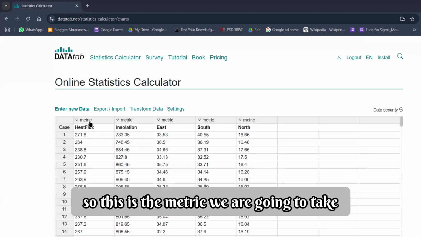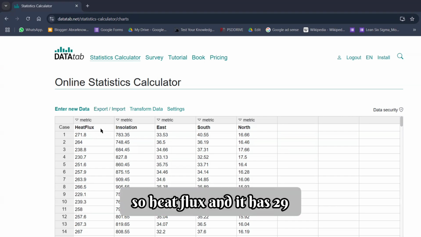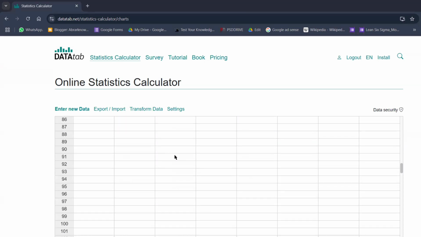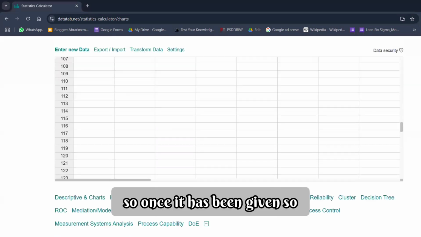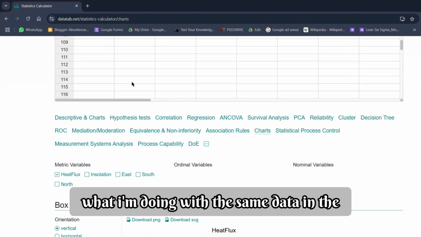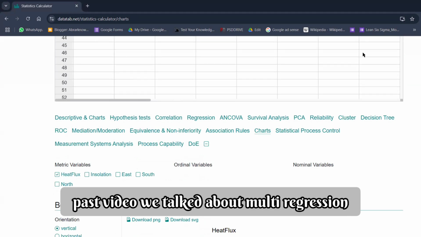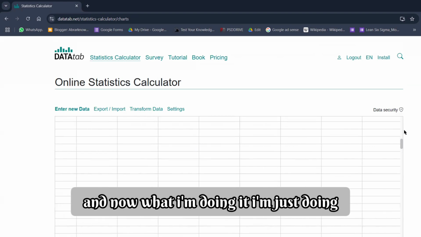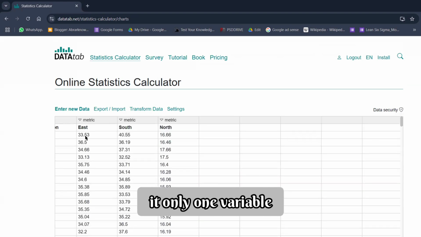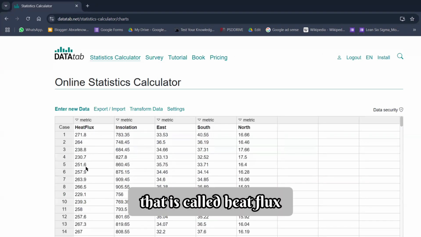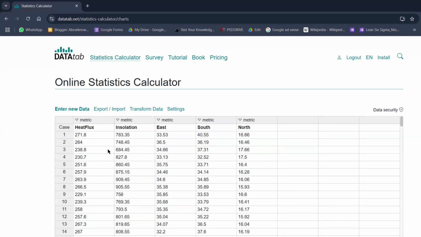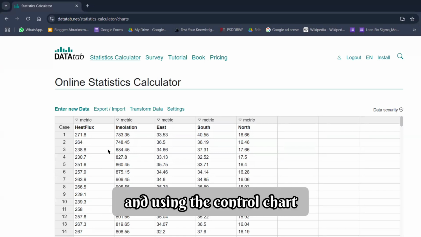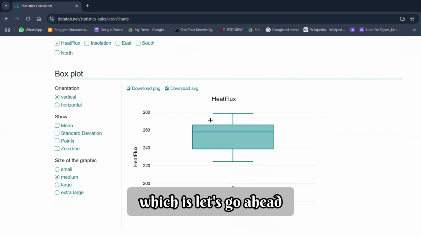So this is the metric we are going to take: heat flux, and it has 29 values. Once it has been given, I'm using the same data. In the past video we talked about multi-regression. We use the same data, and now I'm doing it with only one variable, called heat flux, and I would like to see how the values behave, and using the control chart we can do it. Let's go ahead and do it.